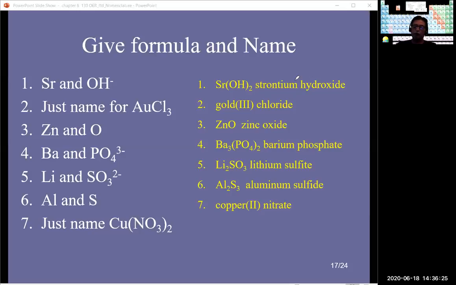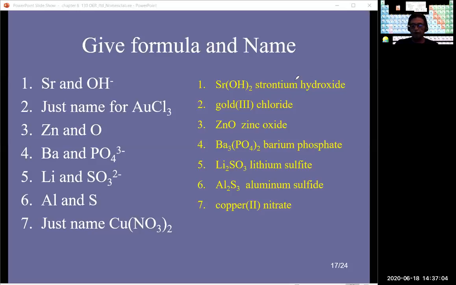Lithium has a +1. Sulfite has a -2. And therefore, we need 2 lithium. So we got Li2 and then SO3, or otherwise known as lithium sulfite. Aluminum and sulfur, which is sulfide. We got a mismatch again. Aluminum is a +3. Sulfide is a -2. We find a common number. And so the formula is Al2S3, okay? Or aluminum sulfide, okay?